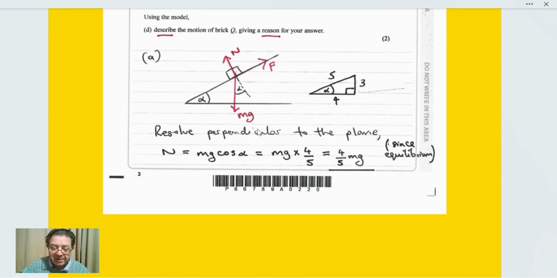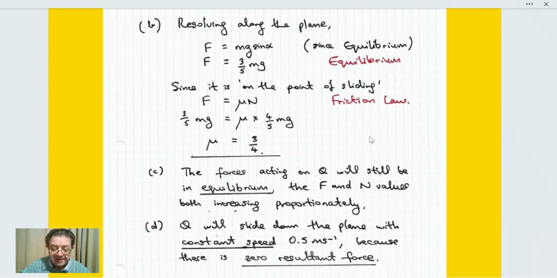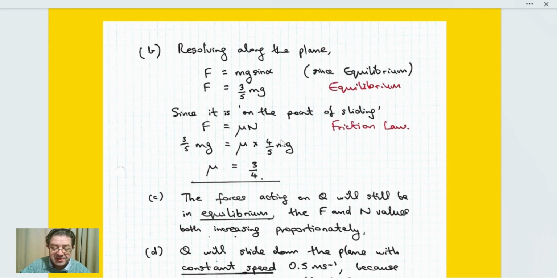So we need a concise 1 mark answer, and I've gone for: the forces acting on Q will still be in equilibrium, the F and N values both increasing proportionately. You can see from part B, m and g both cancel out. The mass and the weight don't affect the calculations here.